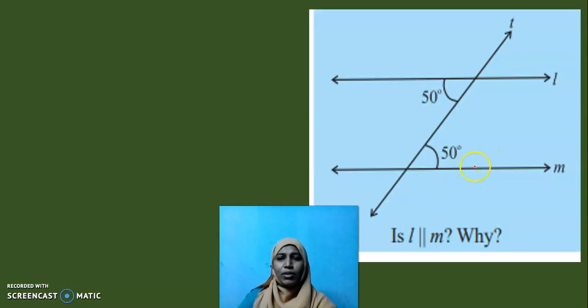Okay. The next question here is, see here, we began with identifying the angles, where the corresponding angles are, where the alternate angles are. Then we found the values of unknowns. This is the second type. And the third type is, they have given the values and they are asking whether they are parallel or not. This L is parallel to M.